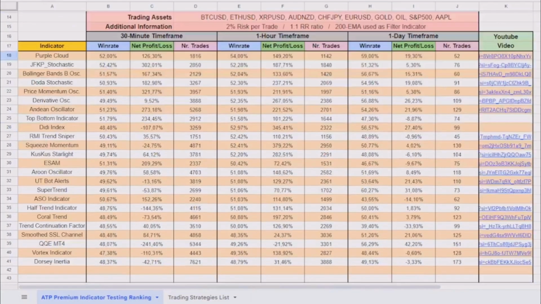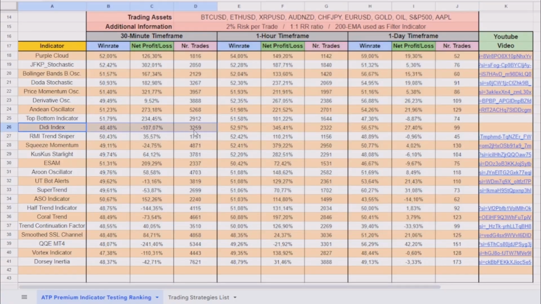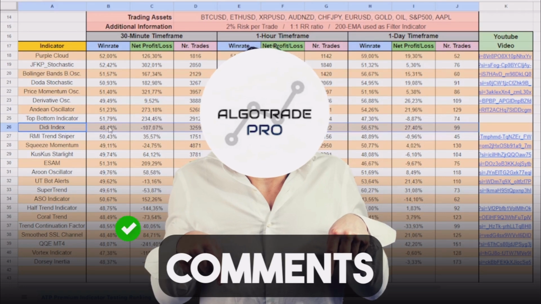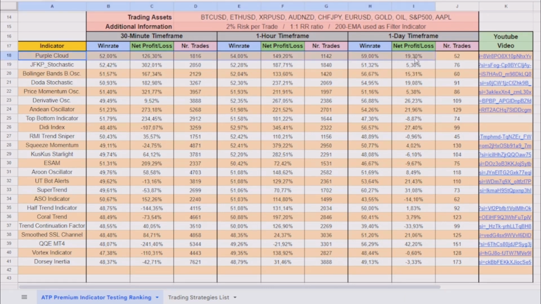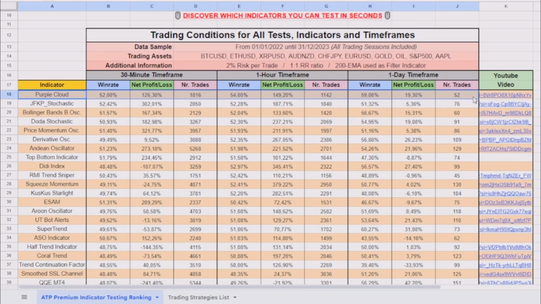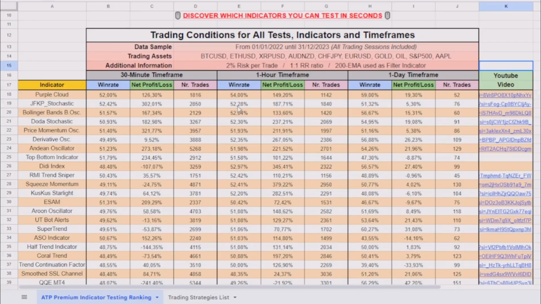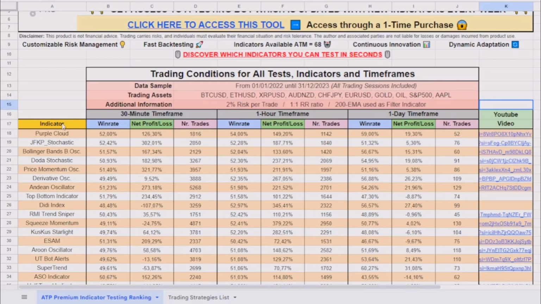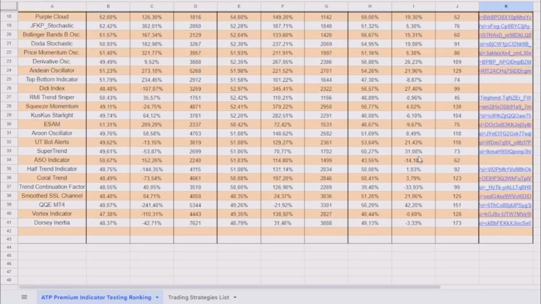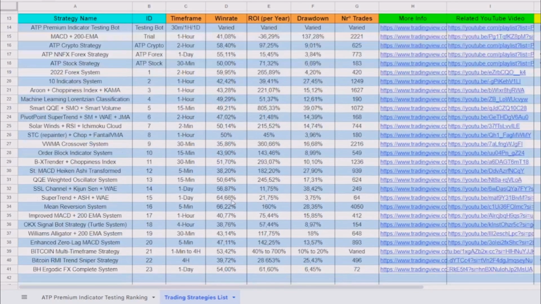In our ranking sheet, after taking into account all the results, I believe the Didi Index fair place is here. Tell me in the comments if you agree with this position or not. And so, the purple cloud will continue to be our top indicator tested so far, and you can watch the corresponding video here. I remind you that you can access this document through the first comment down below. On the first page, you will find this table with a ranking of the indicators tested in this series, and on this other page, you will find the results of some strategies we have already tested on the channel.